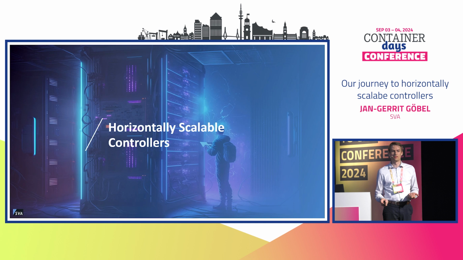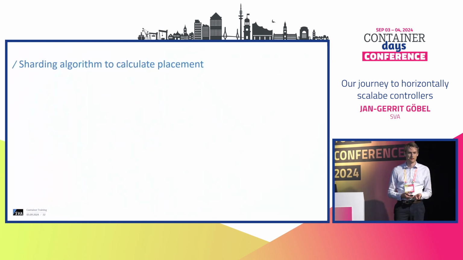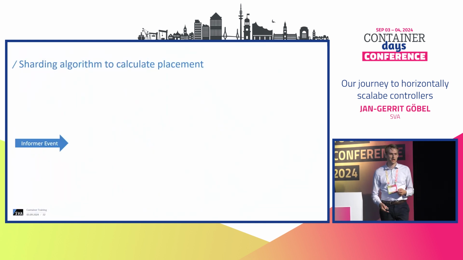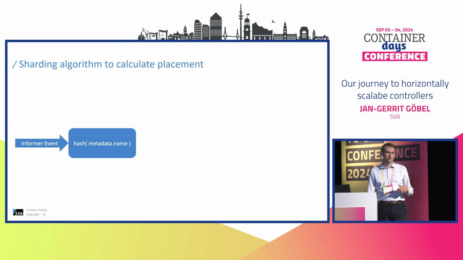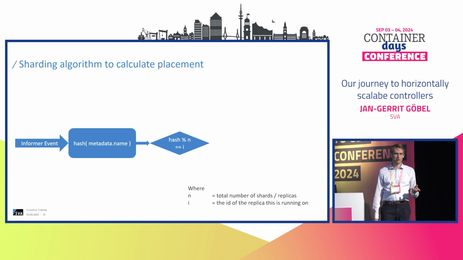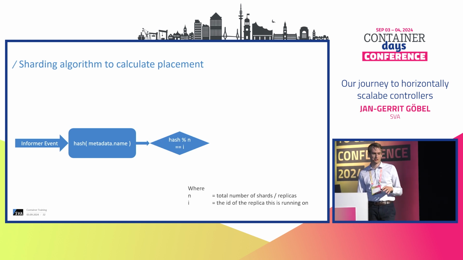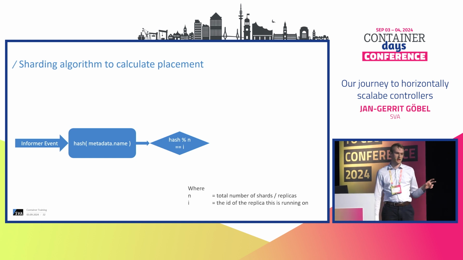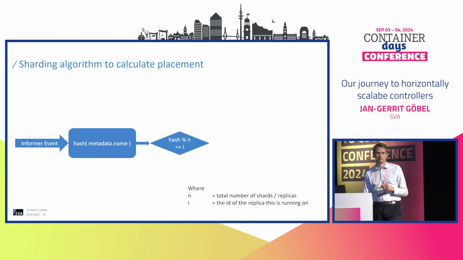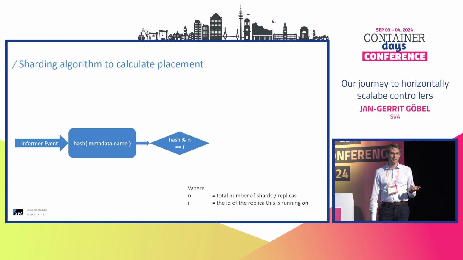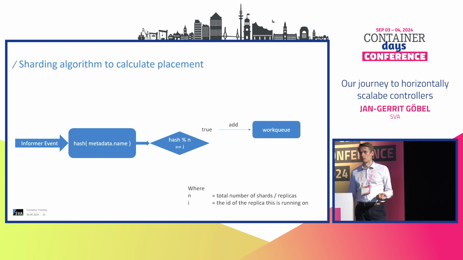So how do we now build these horizontally scalable controllers? We have this sharding algorithm. Whenever an informer event applies, we take the hash of the metadata.name of the object that needs to be reconciled. So whenever a resource is applied or changed, we calculate based on the hash which shard this applies to. We take the hash modulo the total number of replicas, and if this equals I, where I is the ID of the replica this is running on, then we add this to the local work queue.